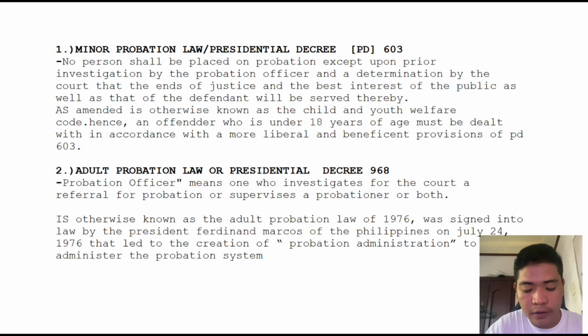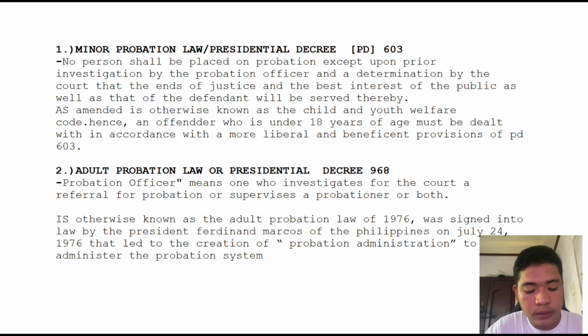Adult Probation Law, Presidential Decree 968, otherwise known as Adult Probation Law of 1976, was signed into law by President Marcos of the Philippines on July 24, 1976. That led to creation of probation administration to administer the probation system.